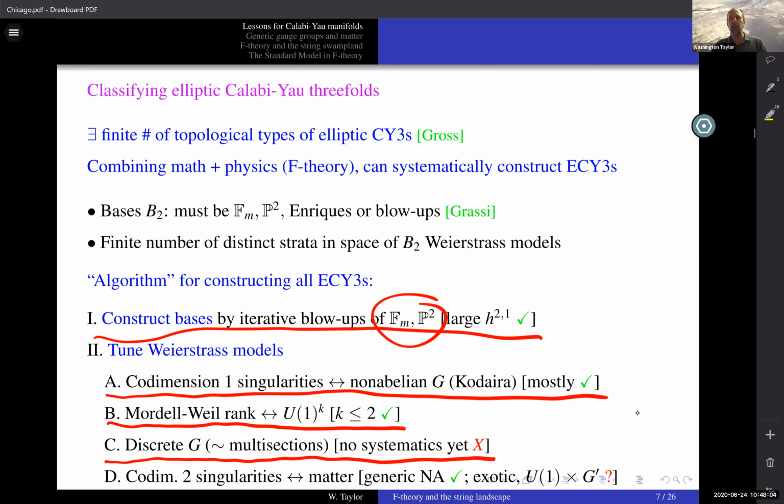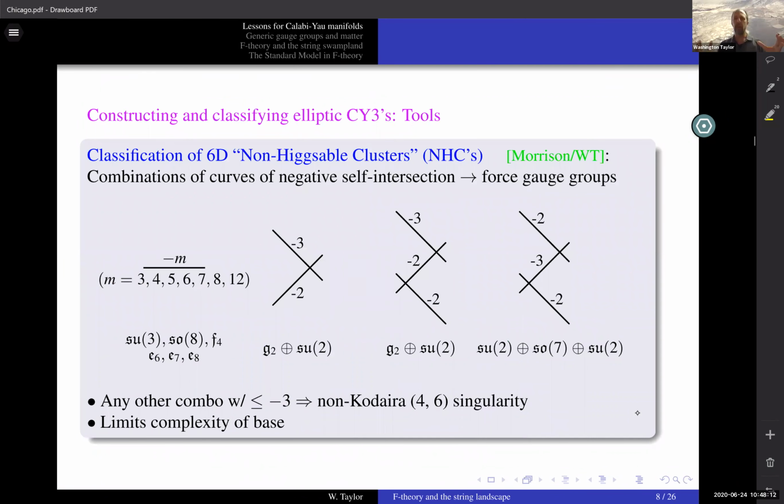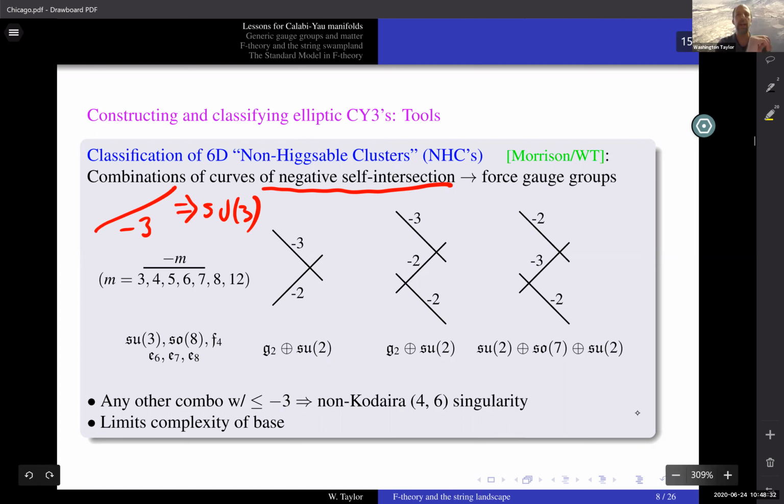One of the main tools that we can use in understanding how to get all these Calabi-Yaus is the fact that certain combinations, if we have a base surface, certain combinations of curves on that surface have a sufficiently negative normal bundle that they force 7-branes to pile up on them. And these are so-called non-Higgsable clusters. So for example, if we have a curve of self-intersection -3 in the base, that forces us to have an SU(3) gauge group in the physics by forcing some vanishing of the Weierstrass model at those points.